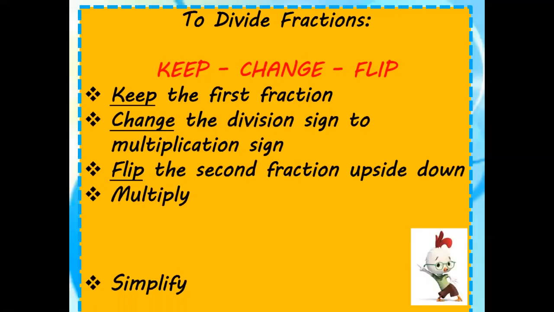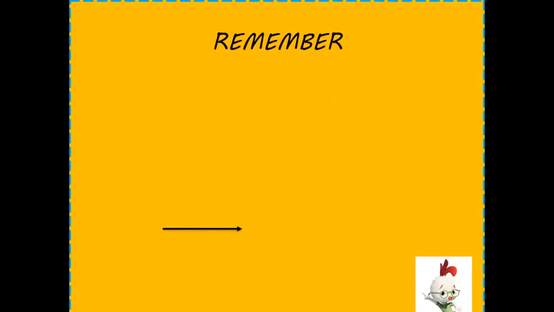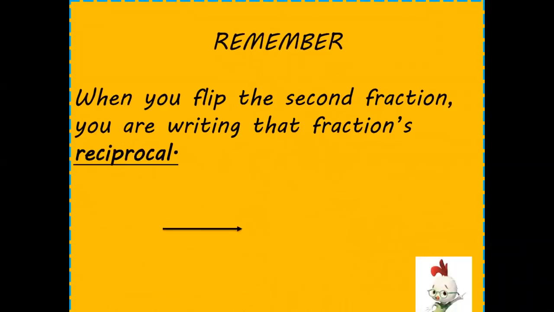Remember, because we are dealing with fractions, we always need to simplify our answer. So remember the steps: keep, change, flip, and then multiply, then simplify. Let's have the first example. Remember, when you flip the second fraction, you are writing that fraction's reciprocal.